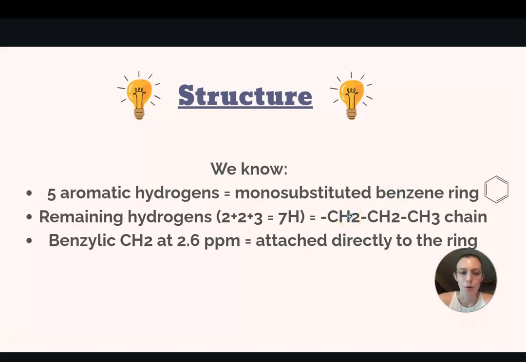So we know that there are 5 aromatic hydrogens. We have a monosubstituted benzene ring, which I have an example of at the end of the sentence there. We have the remaining hydrogens, the CH2, CH2, CH3 chain. We know that it's going to be directly attached to the ring based off of the benzylic CH2 at 2.6 parts per million.